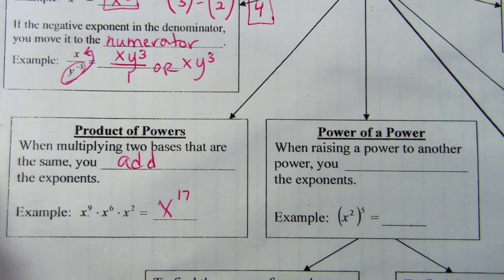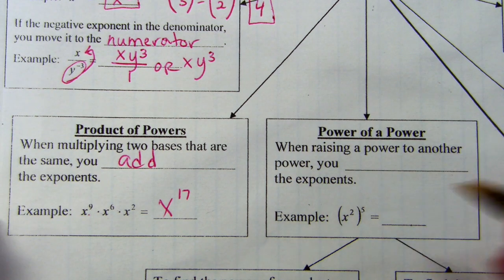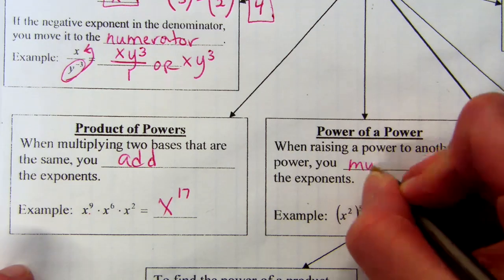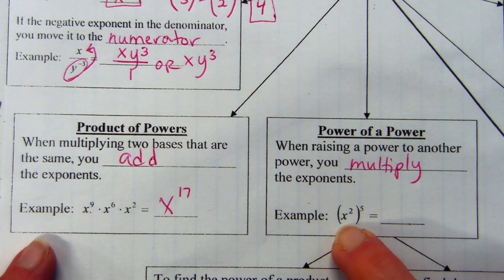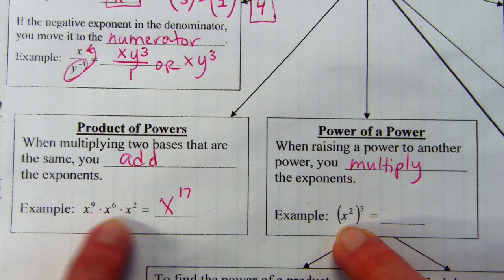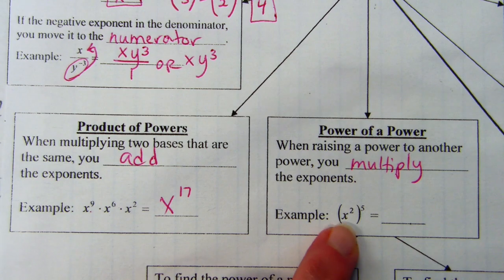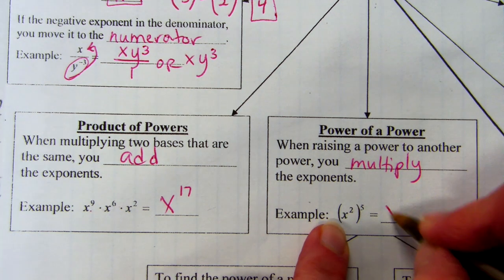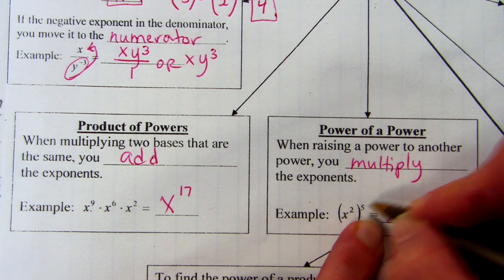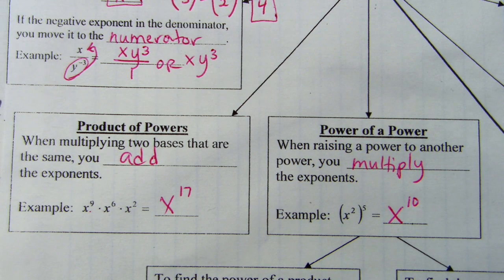Like I said, we've looked at that before. When raising a power to another power, you multiply the exponents. So notice on the example, there's only one base. The product example had the same base being repeated. This is only one base of x. I'm taking it to the 2nd power, and then I'm taking the whole thing to the 5th. So what I would do is take 2 times 5 and get 10. So that's that rule.